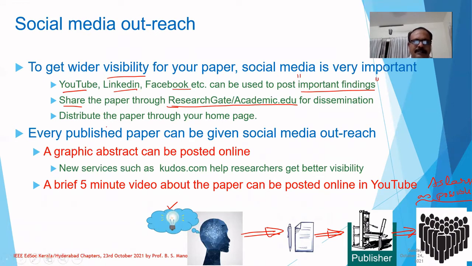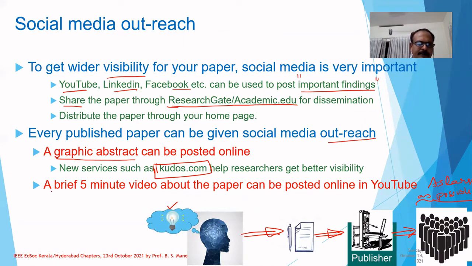In fact, some of the services are new. For example, kudos.com is a new service that was advised to me by ACM when we published one paper there, that allows a researcher to post a graphic abstract for the paper. This is something like a single image representing the entire paper. So when you look at the graphics, you will get an idea about the paper in a very easy way. That way, they help improve the outreach for the paper, which is very important.